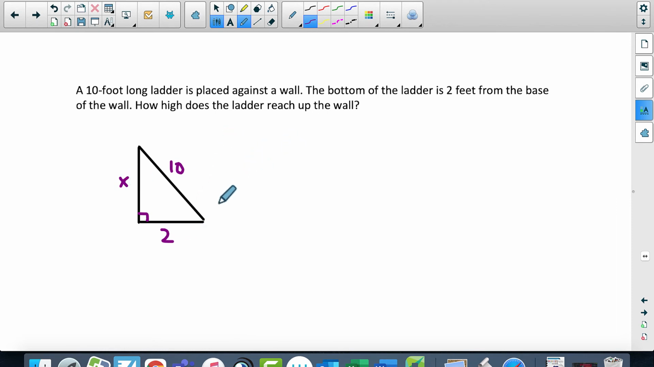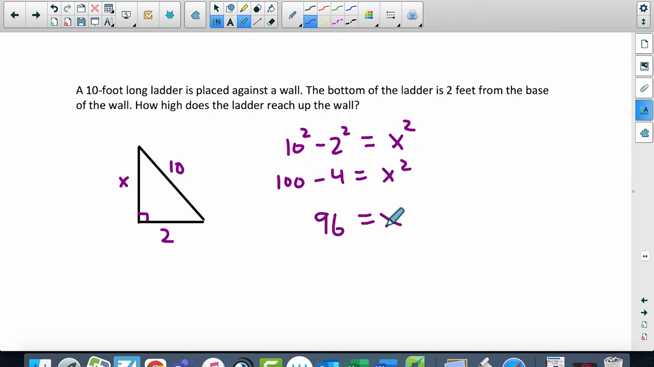You're going to square them both, and you're going to add or subtract. We know the hypotenuse, so you're going to subtract. 10 squared minus 2 squared equals a squared or b squared, or since it's x, I'm going to put x squared. 10 times 10 is 100. 2 times 2 is 4 equals x squared. Subtract there, you get 96 equals x squared.